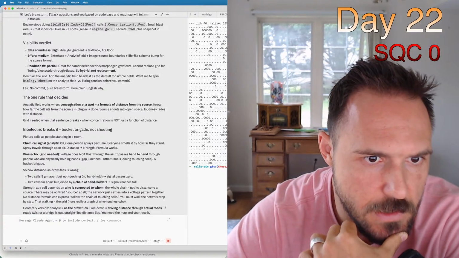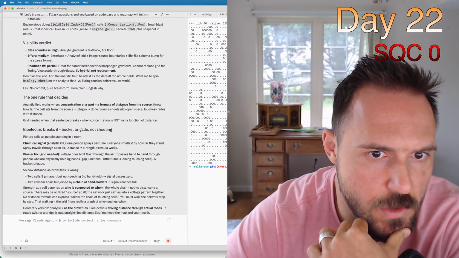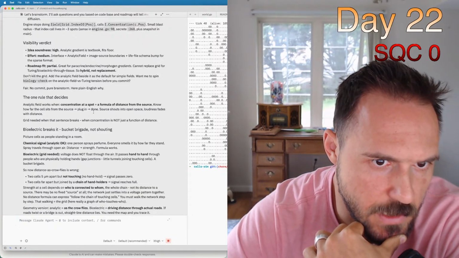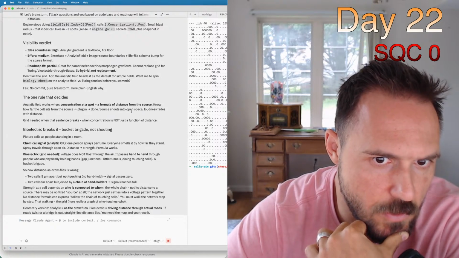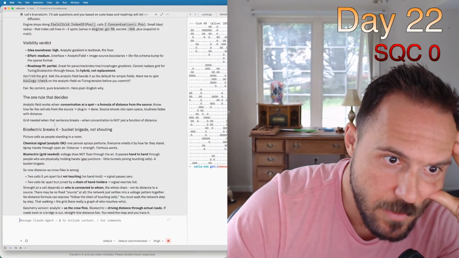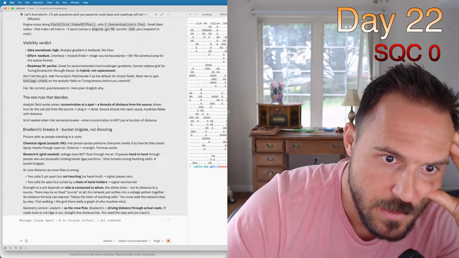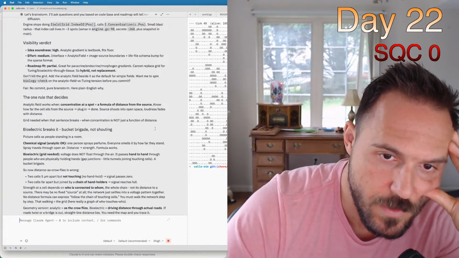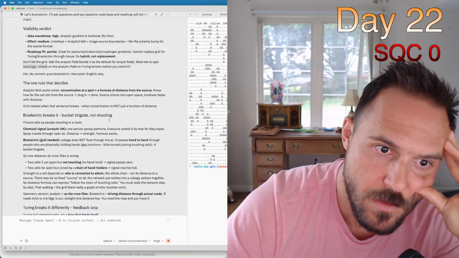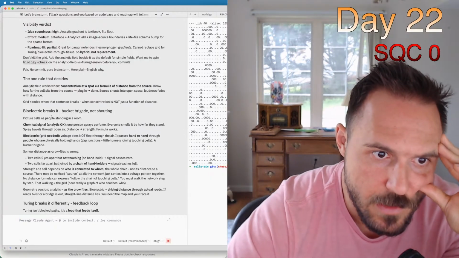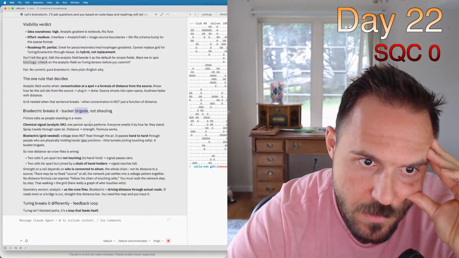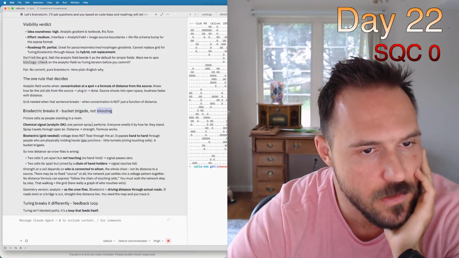Analytic fields work when concentration at a spot is a formula of distance from the source. You know how far the cell sits from the source. Plug it in, done. A source shouts into open space, and loudness fades with distance. Yes. A grid is needed when that sentence breaks, when concentration is not just a function of distance. Bioelectric breaks it. Bucket brigade, not shouting.